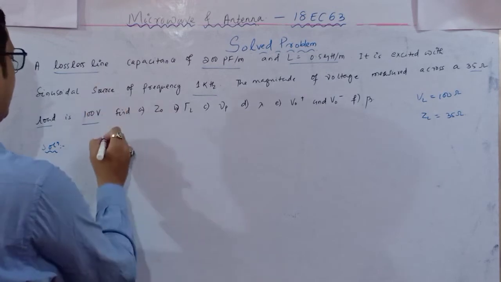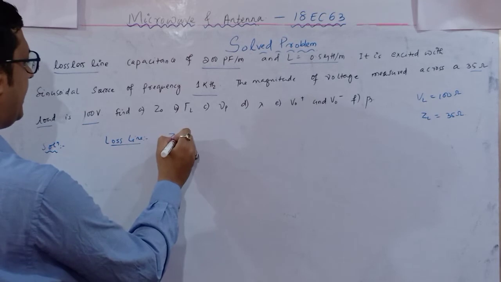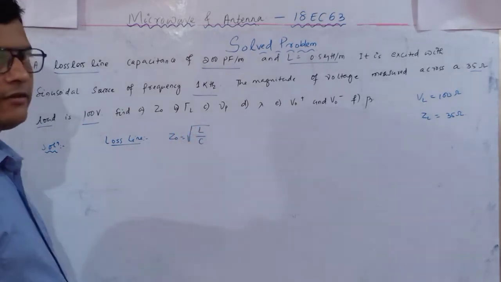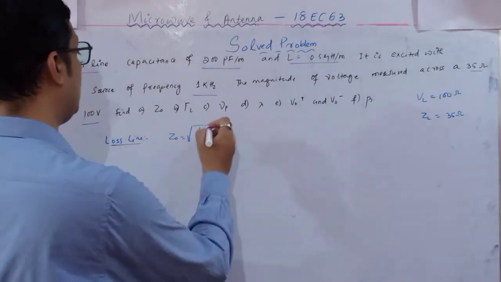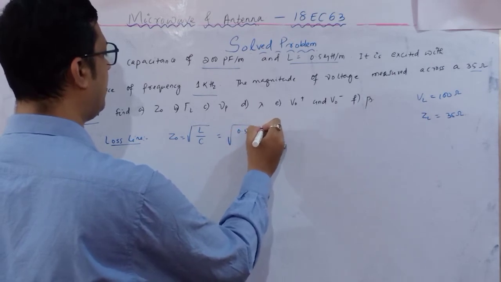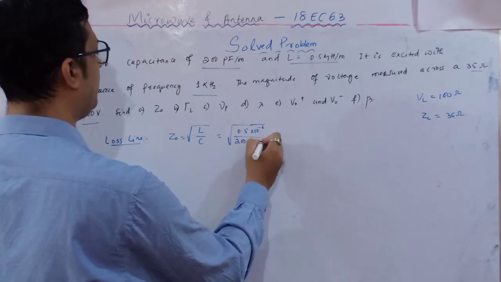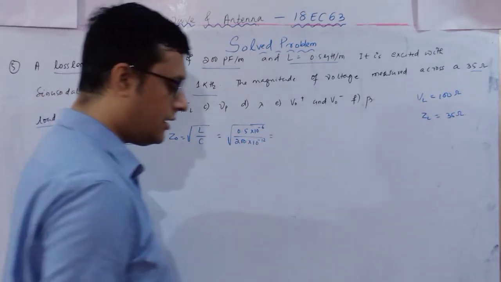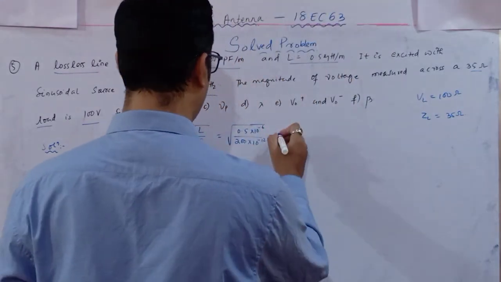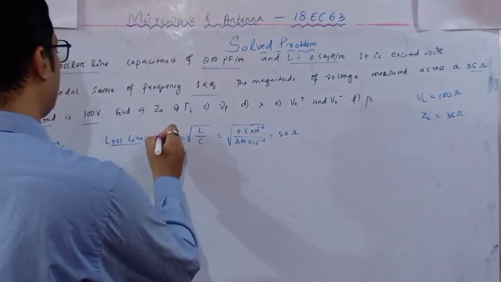Since it is a lossless line, our characteristic impedance Z0 is equal to root over of L by C. In place of L, substitute 0.5 into 10 to the power minus 6. In place of C, 200 into 10 to the power minus 12. Solve this. You will get the characteristic impedance near about 50 ohm. Done. So this is the first one.